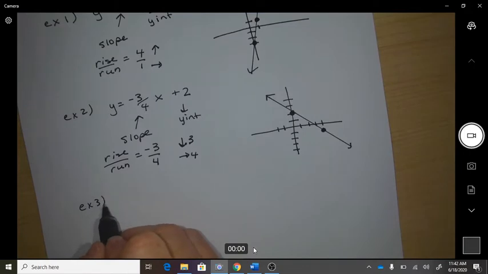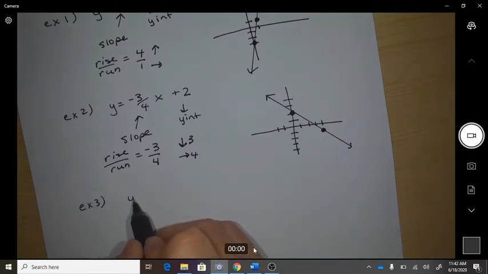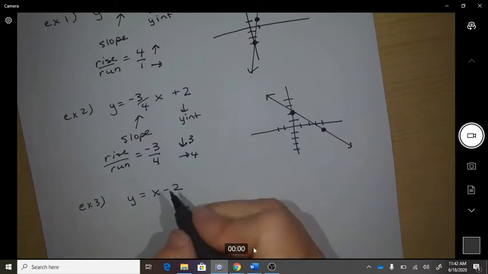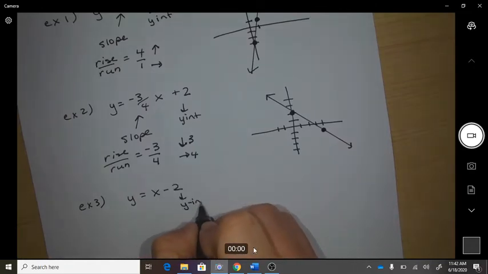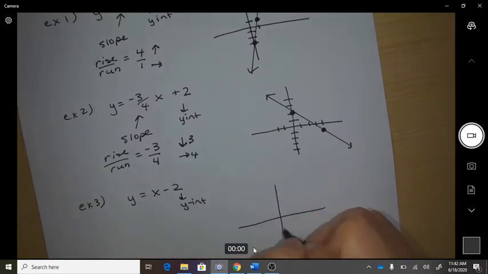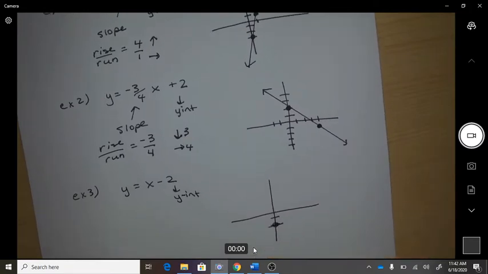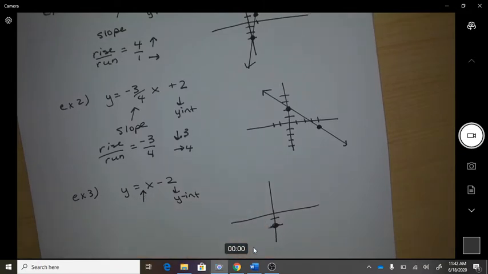Okay, next example. Y equals x minus 2. Here's my y-intercept, so that's where I start. Now the coefficient in front of that x. This is a little tricky, but what is the number in front of there? It's a 1. It's a 1x. So your slope is 1. As a fraction, that's 1 over 1.